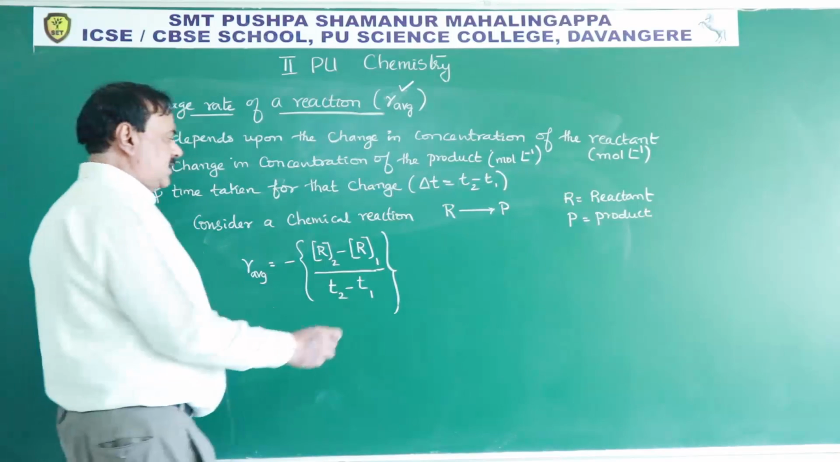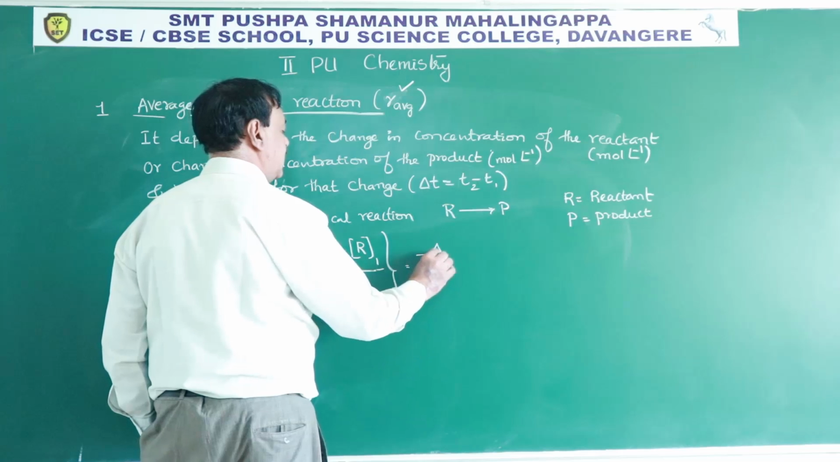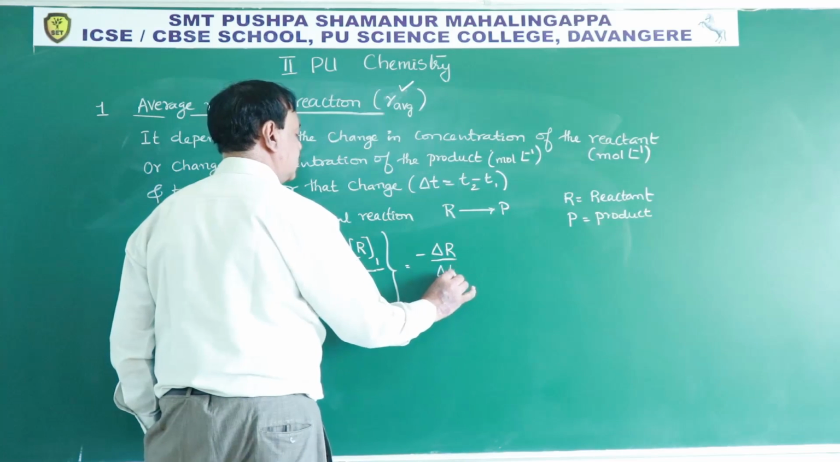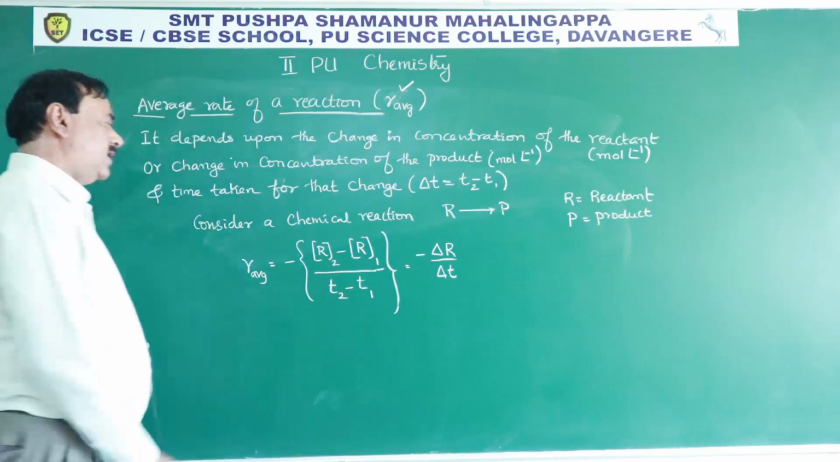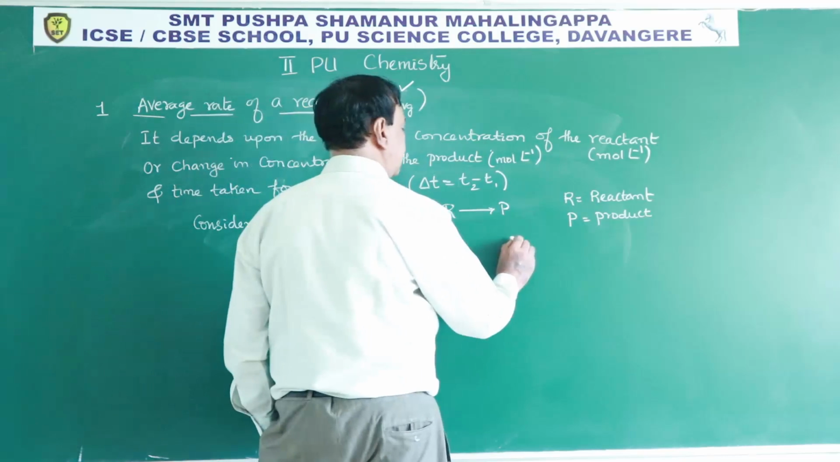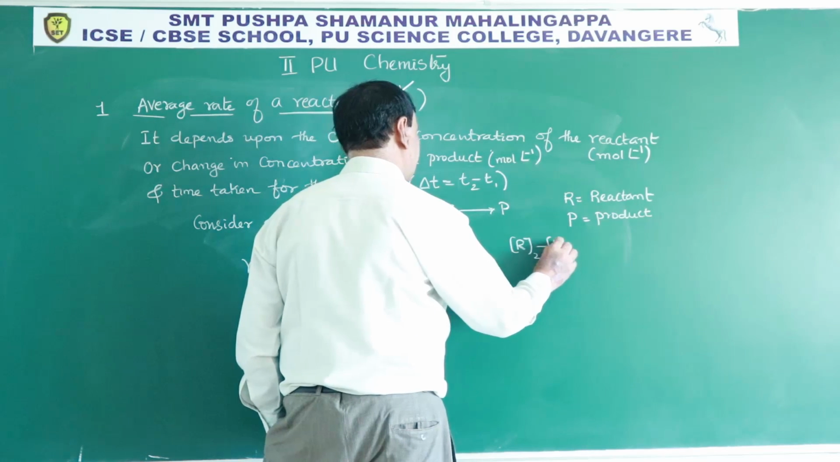This is given by means of delta R. This is given by minus delta R divided by delta T. What do you mean by delta R? Delta R is R2 minus R1.